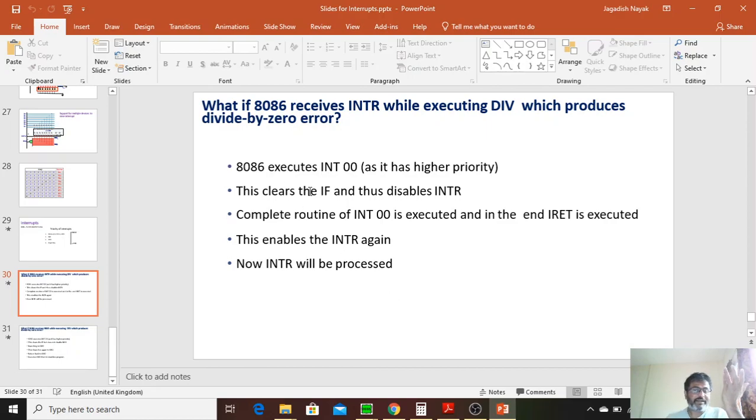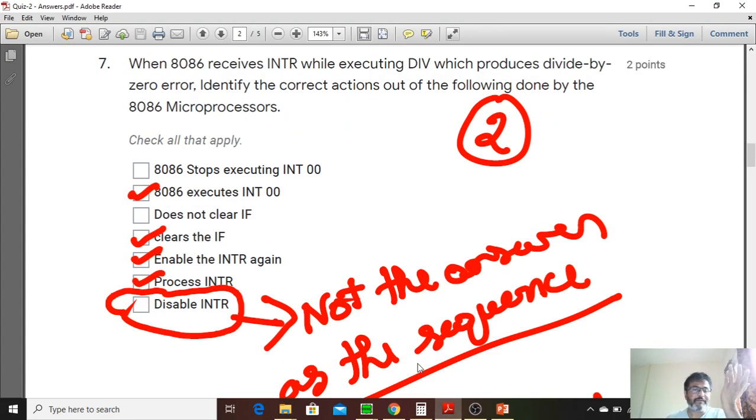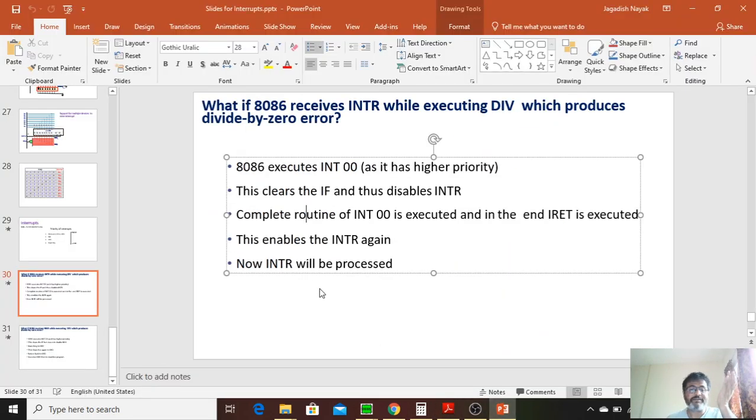Clears IF is the correct answer. You can see here, clears IF is the correct answer. After that, completes routing of interrupt 00 executed and in the end of the IRET is executed. Let us see here, that is not there. Now let us see next what happens.